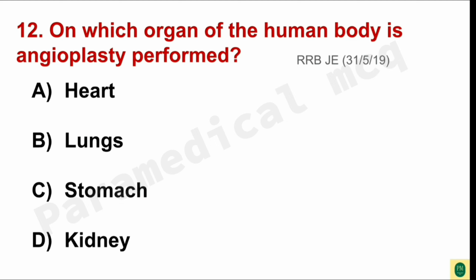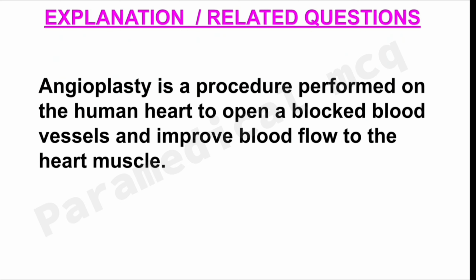On which organ of the human body is angioplasty performed? Option A, heart. Option B, lungs. Option C, stomach. Option D, kidney. The correct option is option A, heart. Angioplasty is a procedure performed on the human heart to open a blocked blood vessels and improve blood flow to the heart muscle.